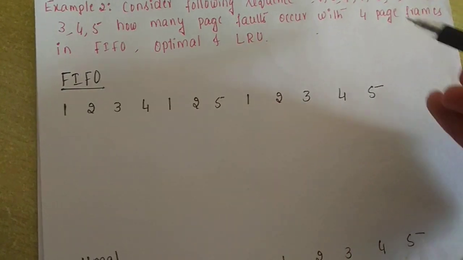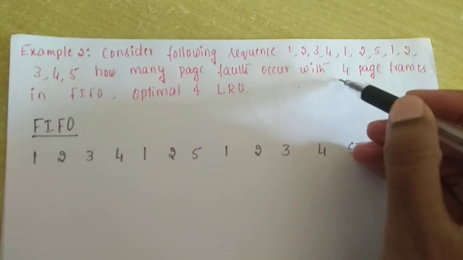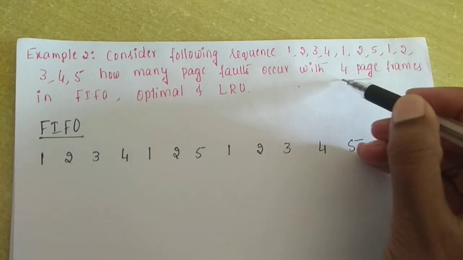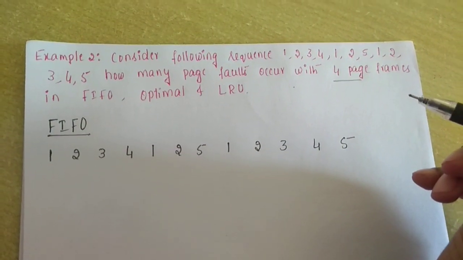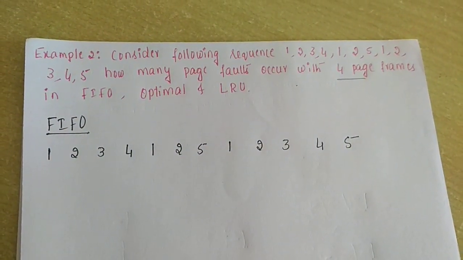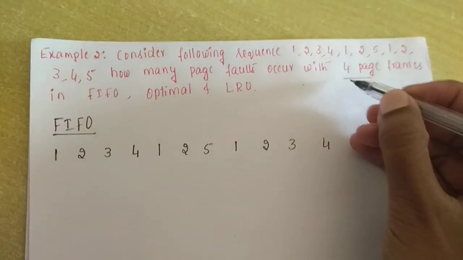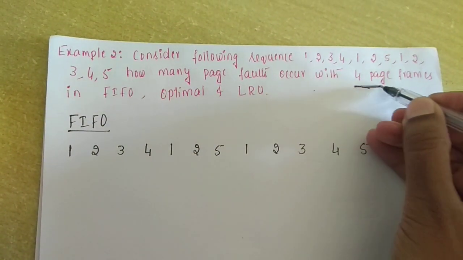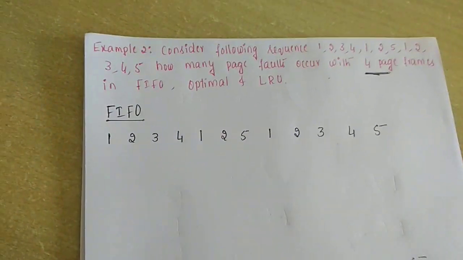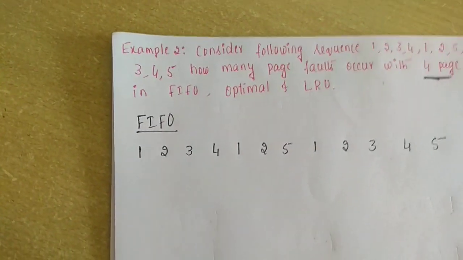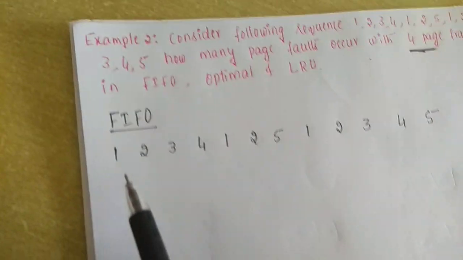Please do observe that in the question they have mentioned 4 page frames. In the previous question we solved for 3 pages, now they have given 4 pages. So we need to solve all 3 algorithms. First, let us solve for FIFO.